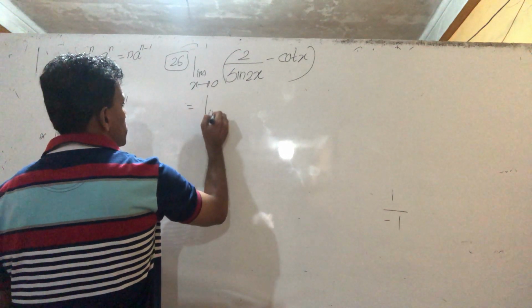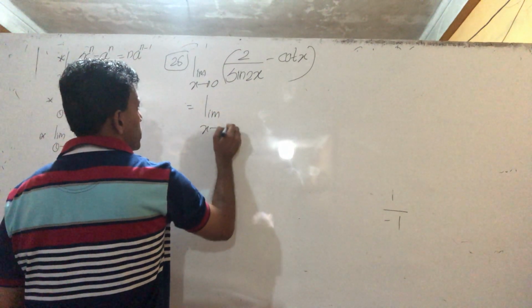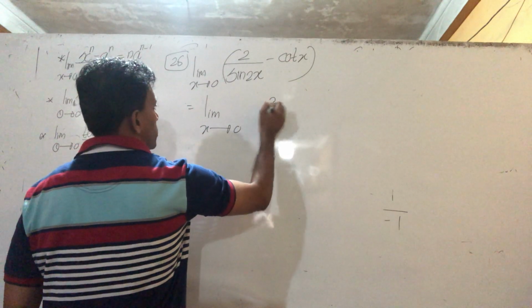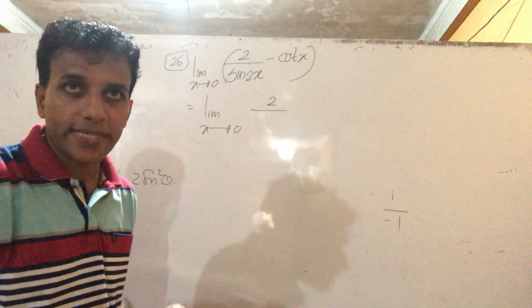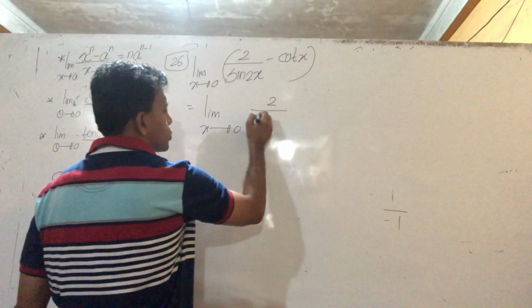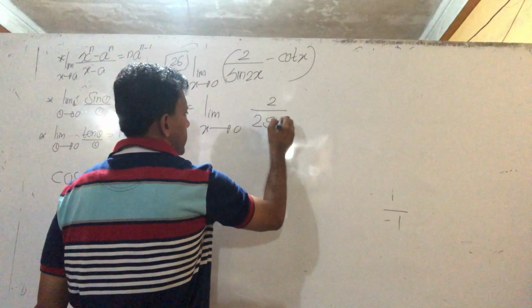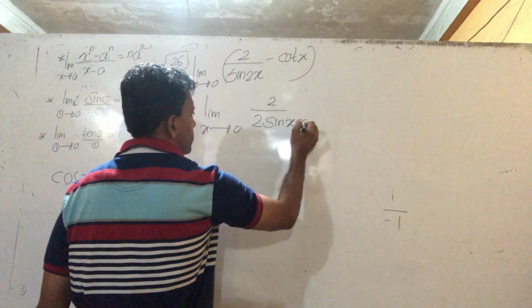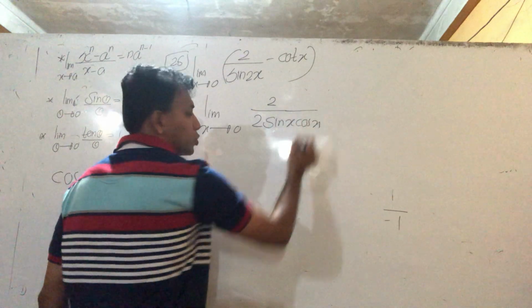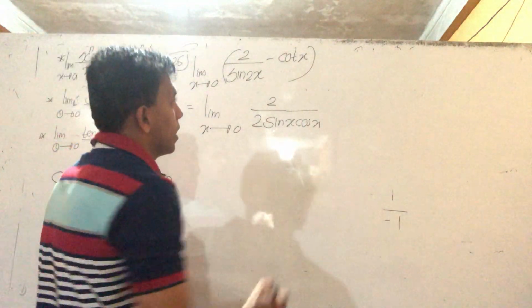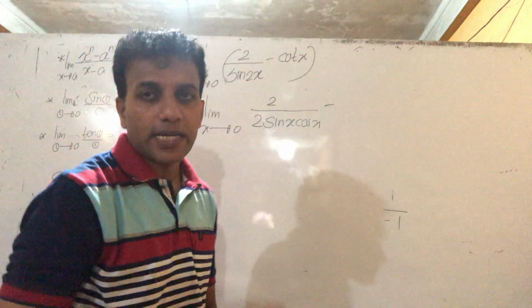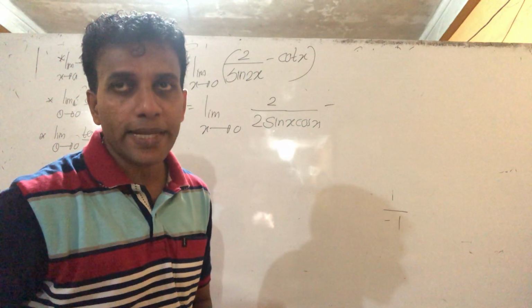Limit x approaches 0, sin 2x. What is sin 2x? It is 2 sin x cos x. Okay, 2 sin x cos x. What is tan theta? Sine divided by cos is tan theta.